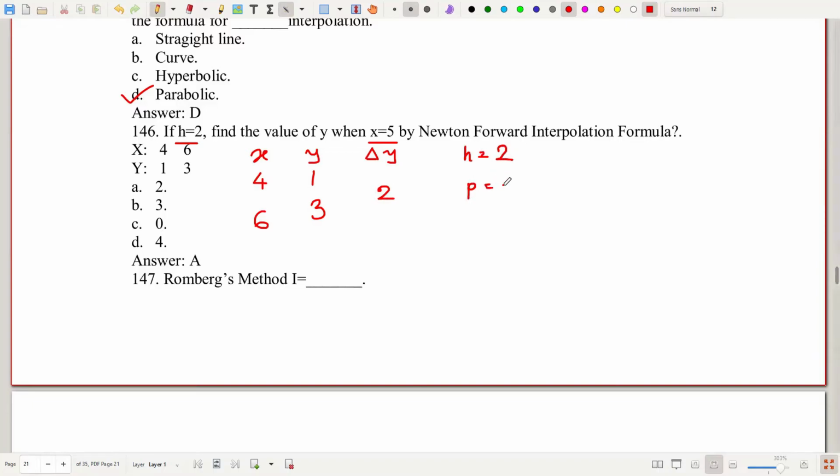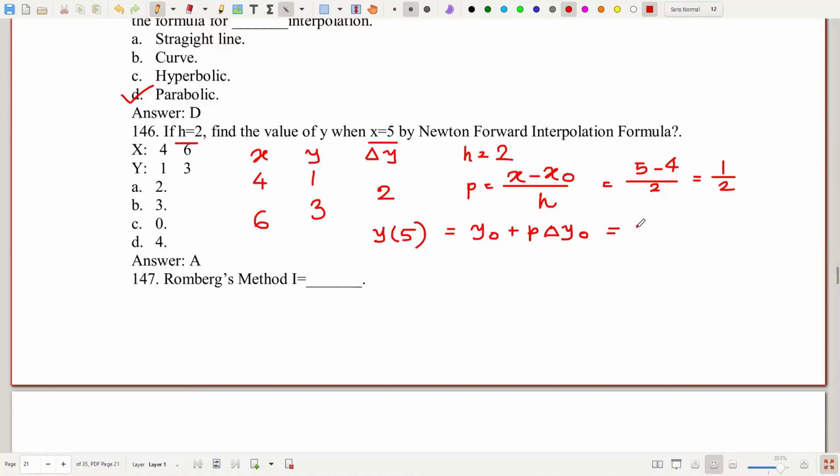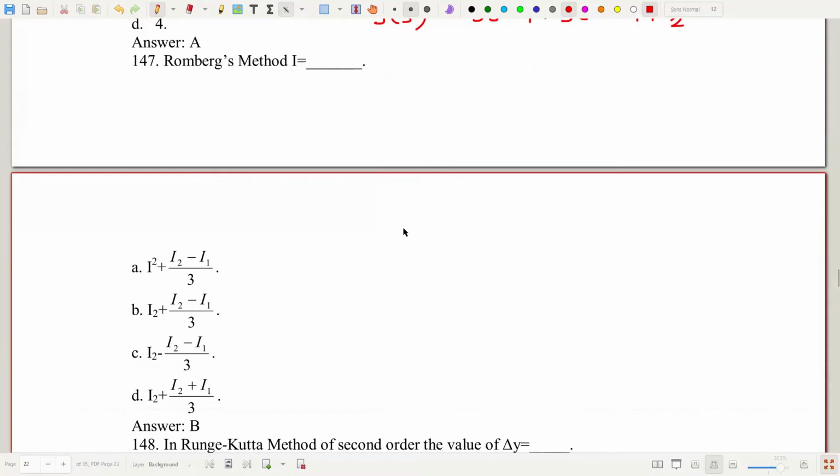So P is equal to x minus x0 upon H. So that one is equal to 5 minus 4 by 2 or half. So y5 is equal to y0 plus P of delta y0, or that is 1 plus half of 2, or that is 1 plus 1 or 2. The answer is 2. Romberg's method, capital I is equal to I2 plus I2 minus I1 divided by 3.